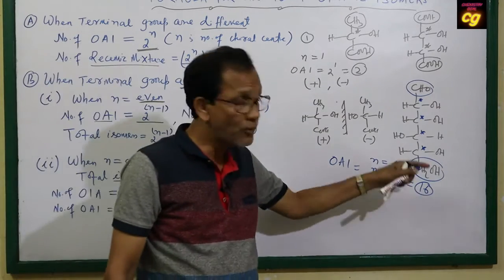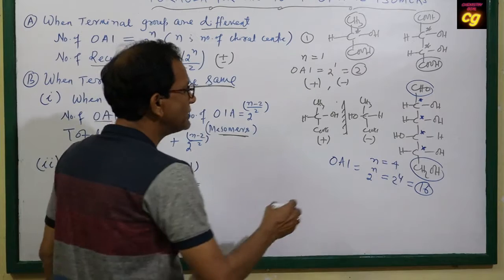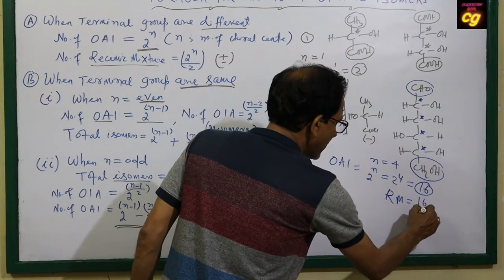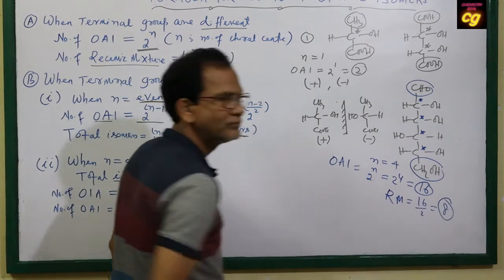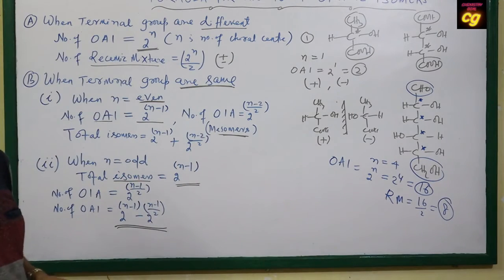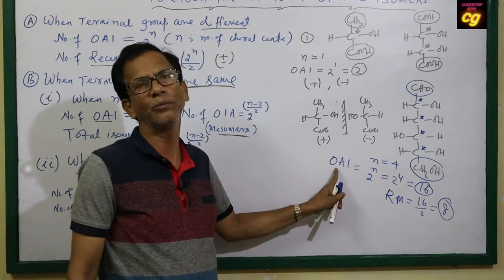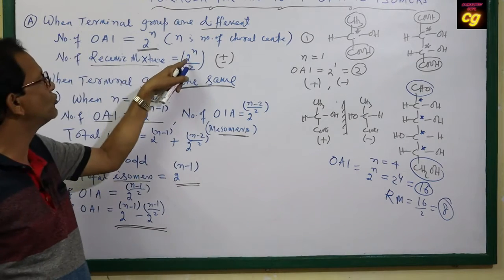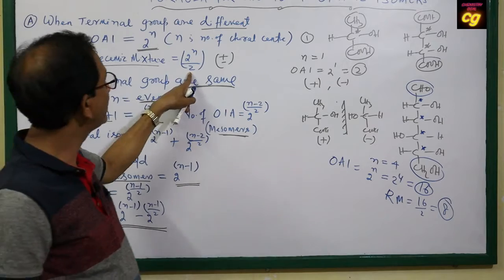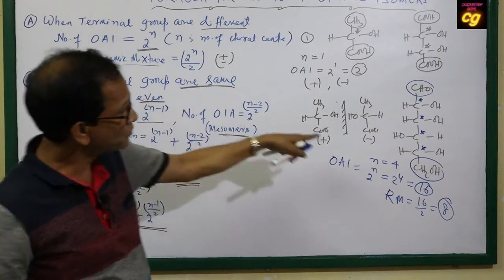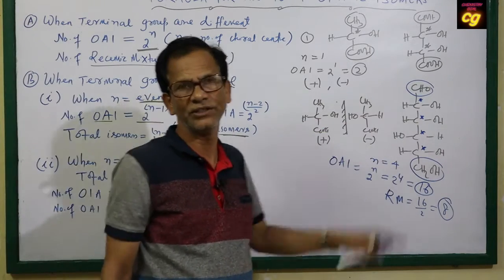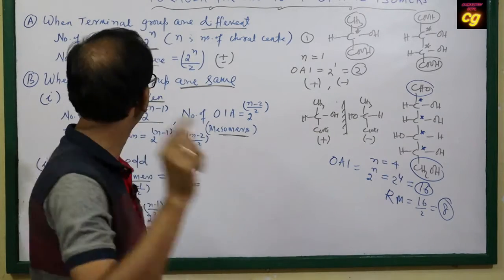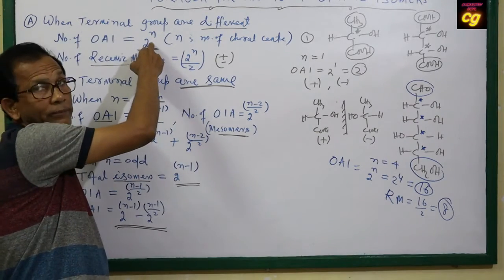If there are 16 optically active isomers, how many racemic mixtures? The racemic mixture will be 16 by 2, that is 8. The number of racemic mixtures is always half of the total number of optically active isomers. Already we have discussed the formula: racemic mixture is 2^n/2. When the terminal groups are different, this is the formula, and it always follows one common formula, that is 2^n.